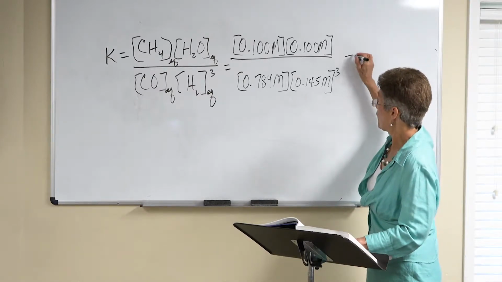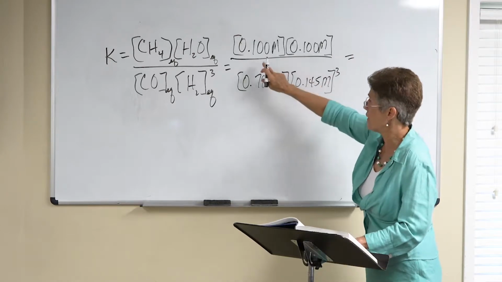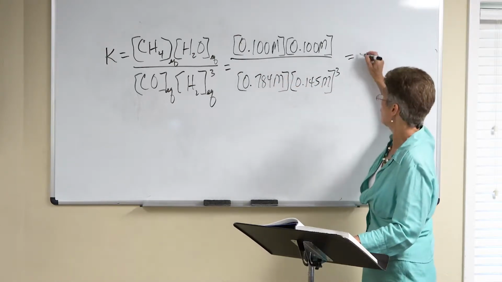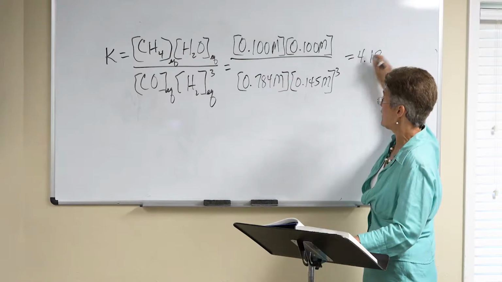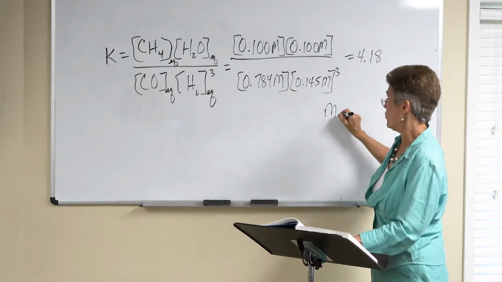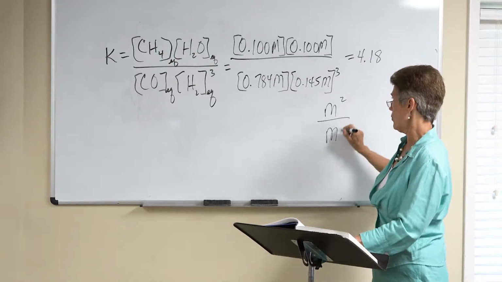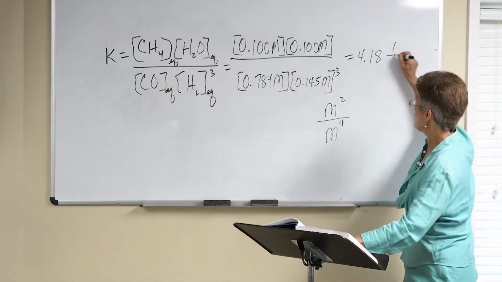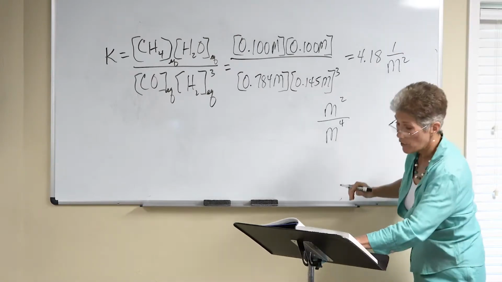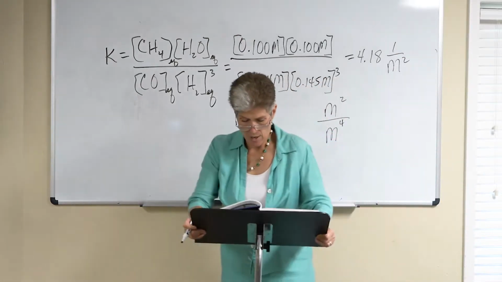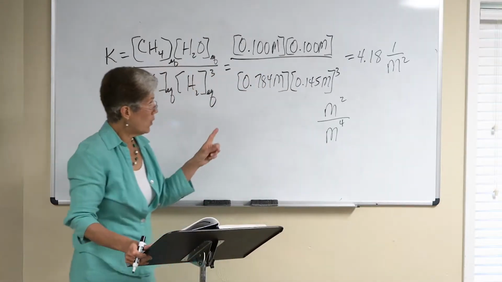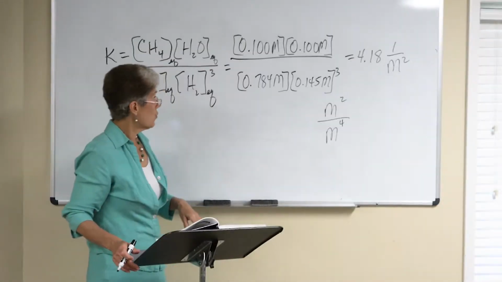And so we have 3 significant figures in each place. So when you do the math, you end up with 4.18. This is molar squared over molar to the 4th, so that's going to give me 1 over molar squared. So the equilibrium constant would be 4.18, 1 over molar squared.